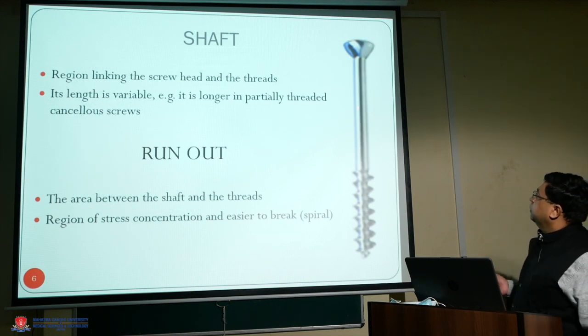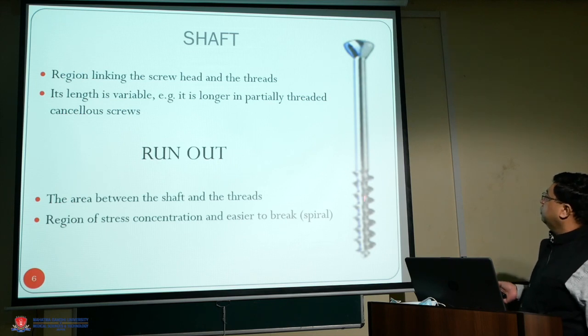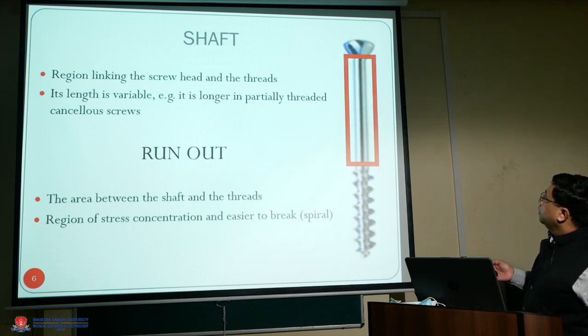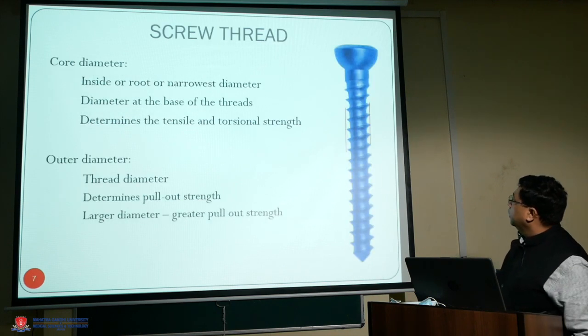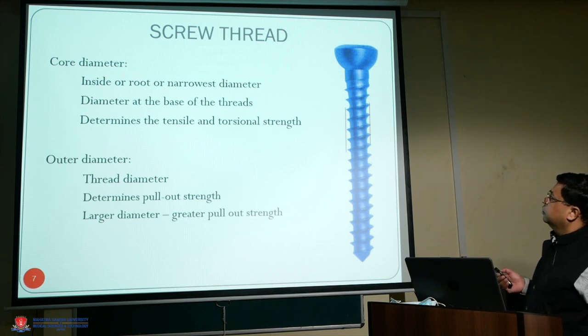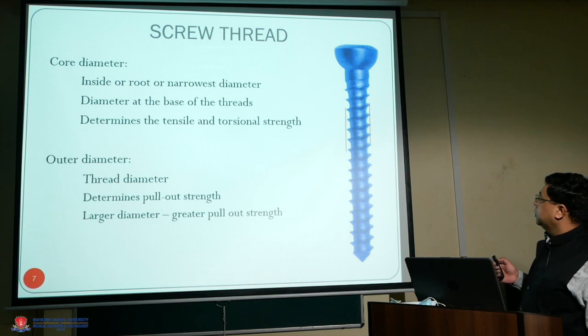There is a shaft which can be partially threaded or fully threaded. It's the region linking the screw head to the threads. This is a smooth, threadless area of the shaft, and it is the core diameter of the screw. And this is where the threads start. The screw thread diameter is more than that of the core diameter of the screw.